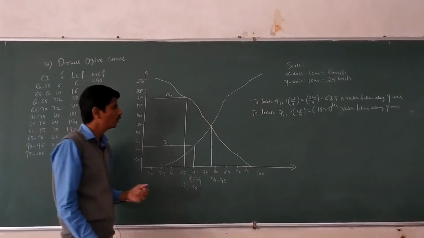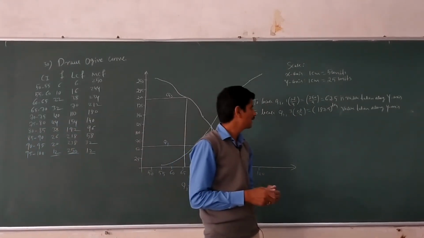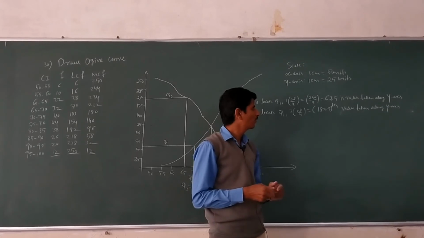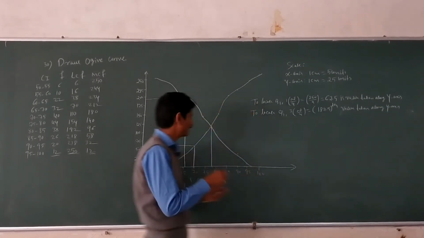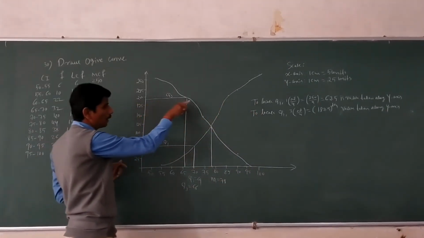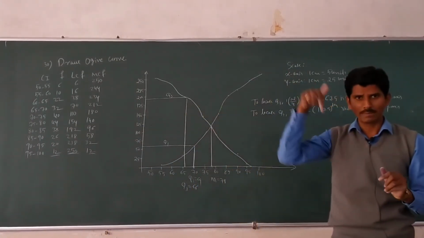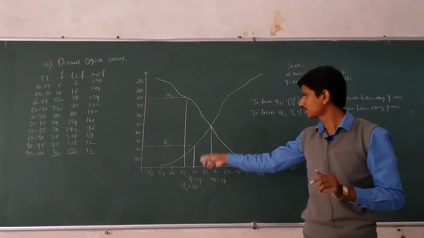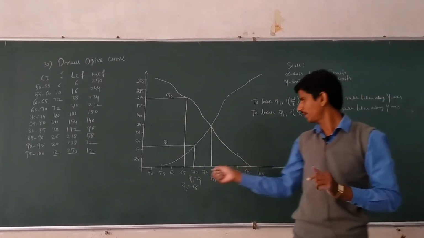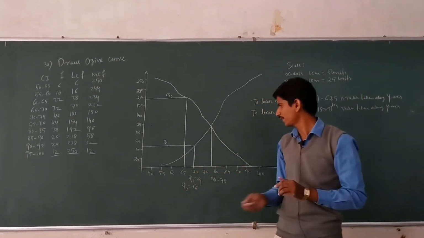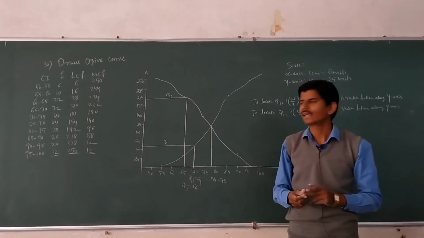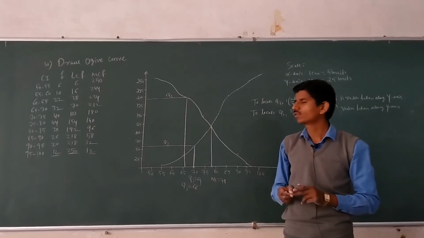Next, again find the third quartile, that is 3n by 4, which gives 187.5, taken along the y-axis. Again draw a line parallel to the x-axis, and from this point draw a line perpendicular to the x-axis. The value on the x-axis gives the third quartile value. Q3 is 66, Q1 is 69, and the median is 78. This is the problem based on ogives.